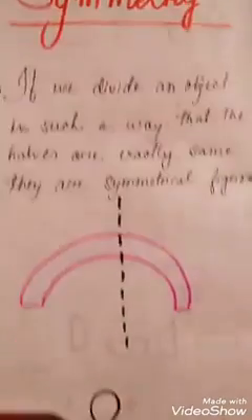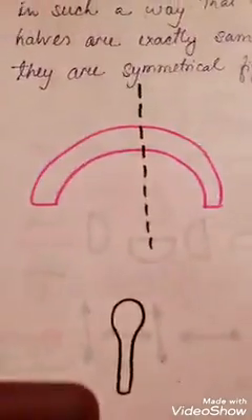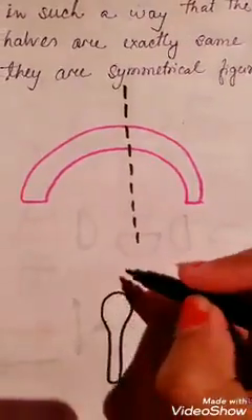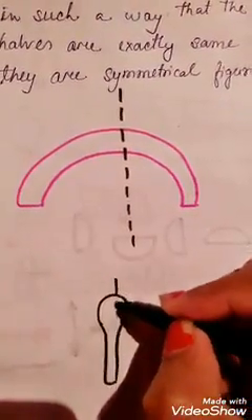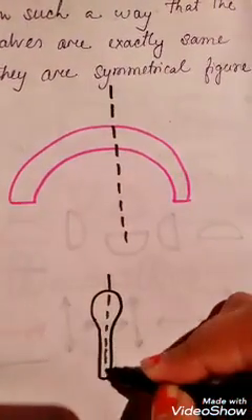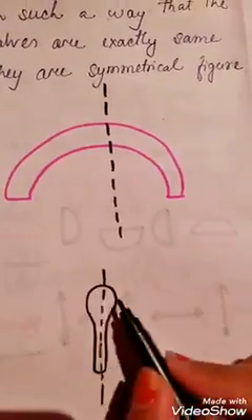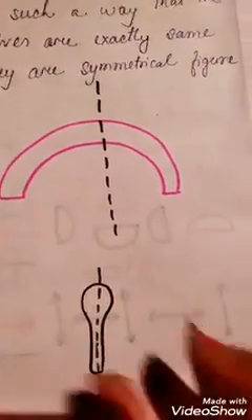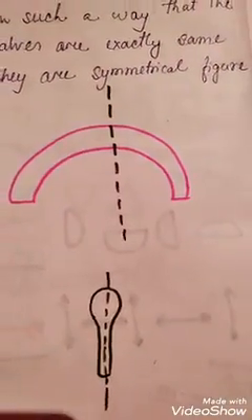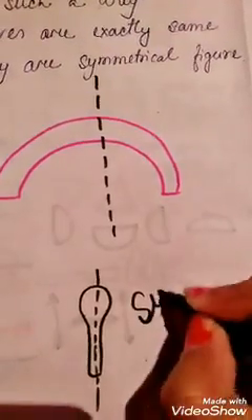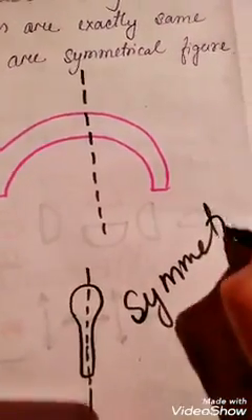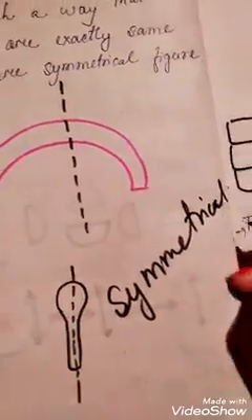Okay, now you can see this. This is a kind of spoon. Here also, if we draw a line of symmetry like this way, you can see this part and this part are also similar, right? So that means their halves are the same, so they are called what? Symmetrical figure. Okay, they are called symmetrical figure.